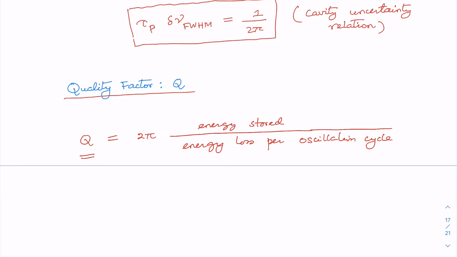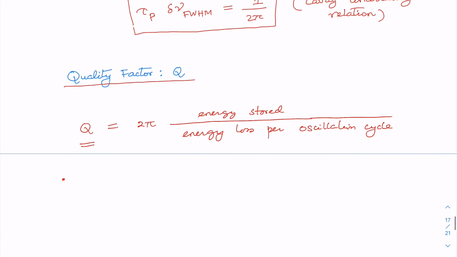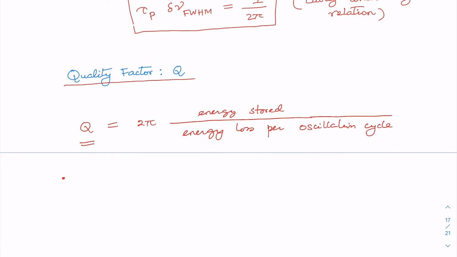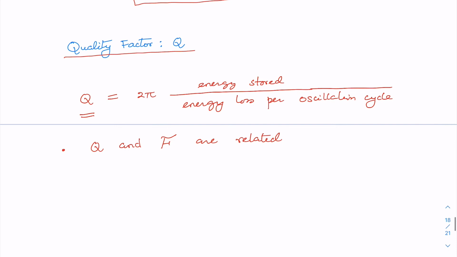In fact, finesse also has the same meaning. The higher the finesse, the higher would be the number of oscillations of the photon before it leaks away from the cavity. And we'll see shortly that quality factor Q and finesse are related. In fact, they are actually the same thing, but we'll see the relation between them very soon.